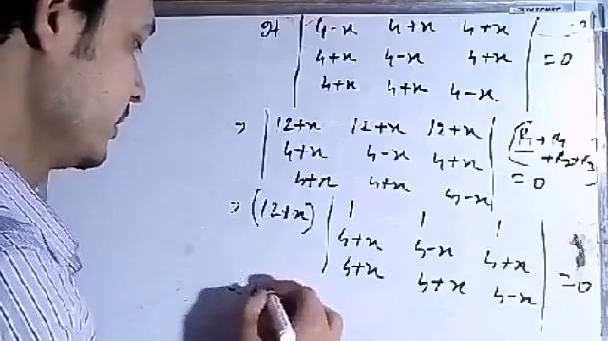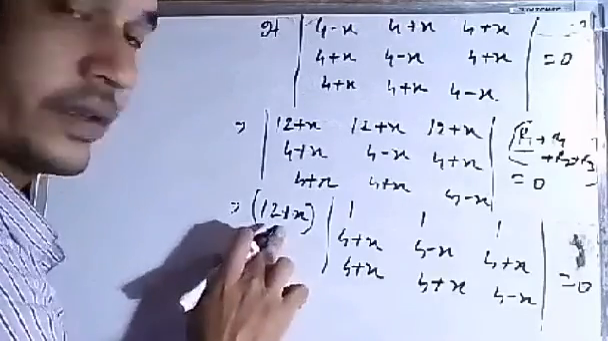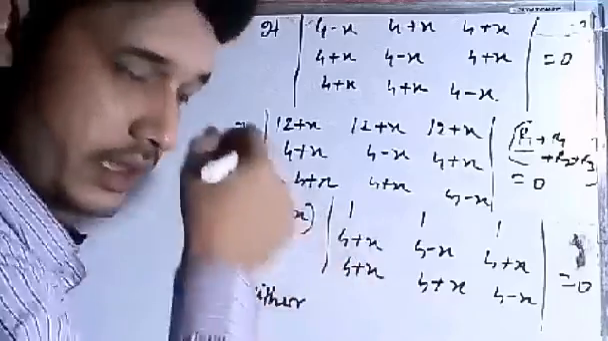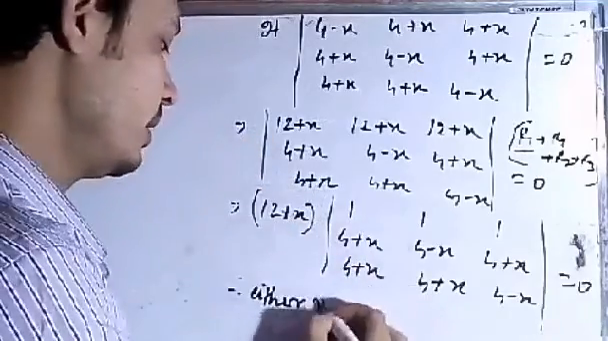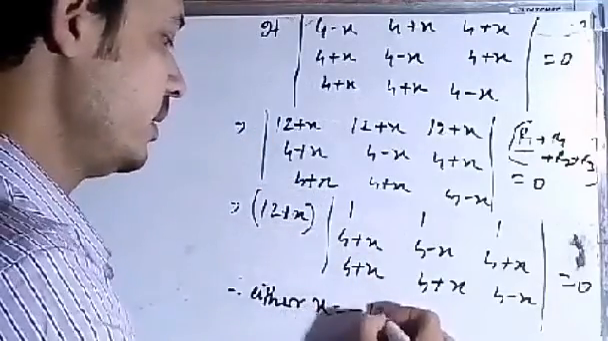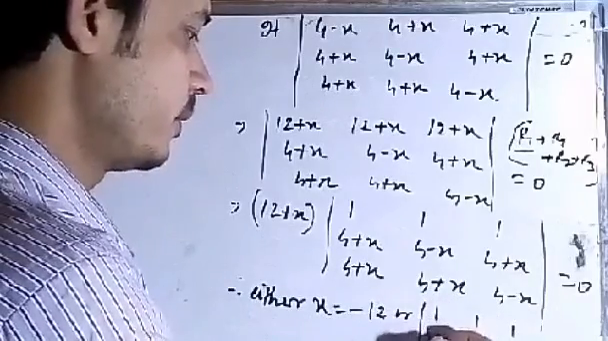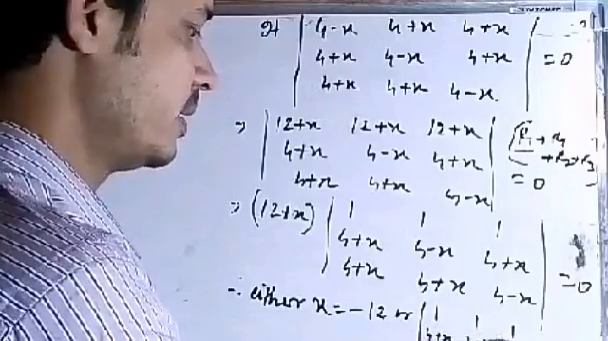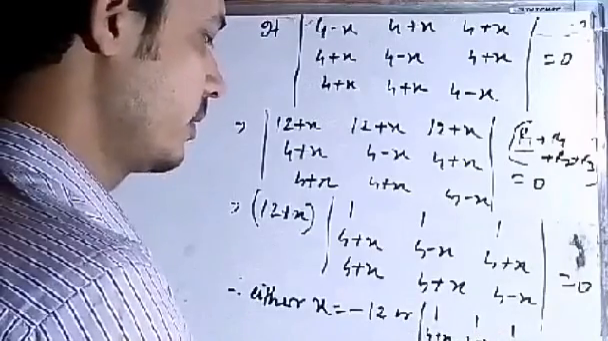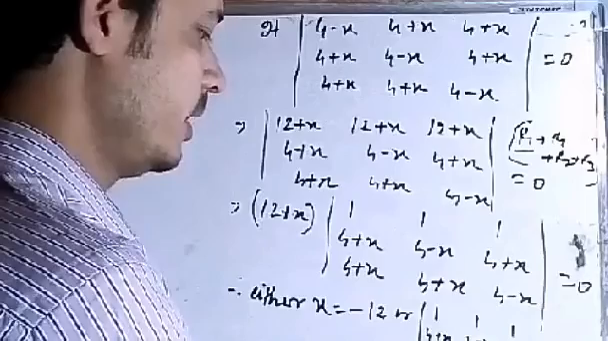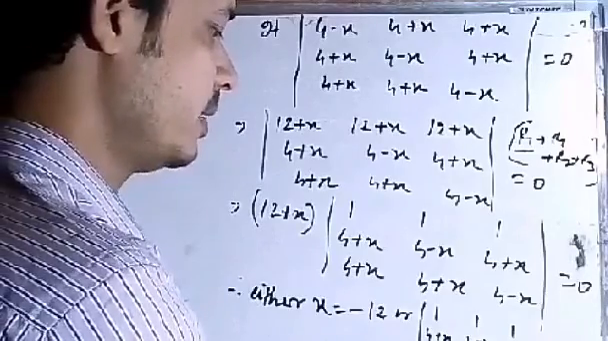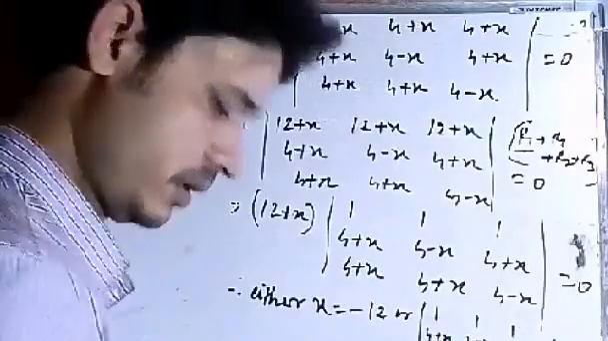So we have either, if we take this value as 0 or this determinant as 0. If we take this value as 0, then the value of x is minus 12. So either x equals minus 12 or the determinant 1, 1, 1, 4 plus x, 4 minus x, 4 plus x, 4 plus x, 4 plus x, 4 minus x, this determinant equals 0.